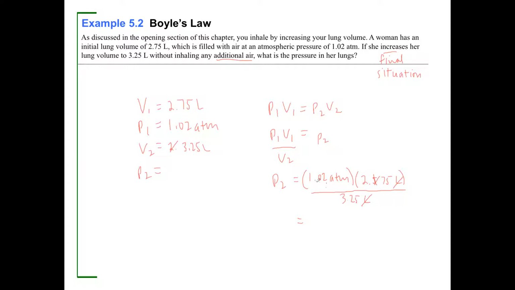I need a calculator. Maybe my son right here will go get me my phone. And I can use my calculator. Thank you, pleasure.